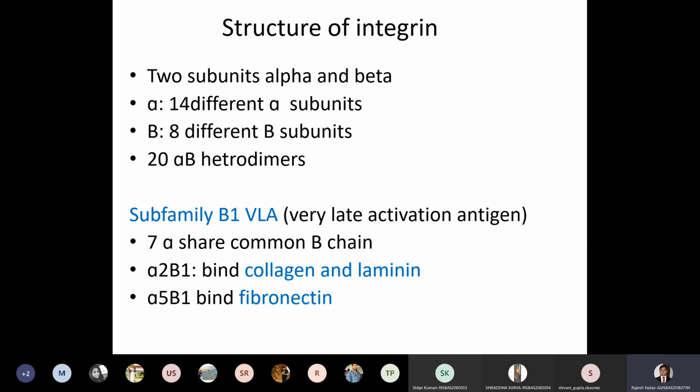So what is the similar structure? It is that 7 alpha units share a common beta chain. That means one beta chain and 7 alpha units will be common in all the members of the beta 1 VLA family, and the rest of the structure may vary.